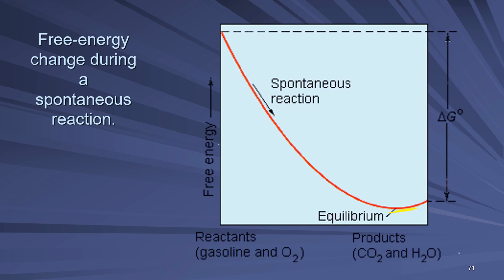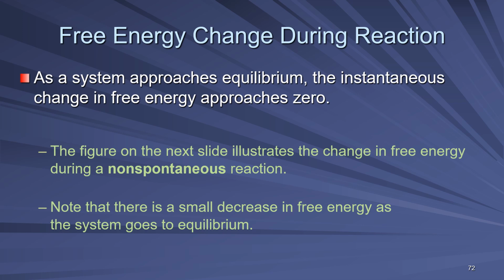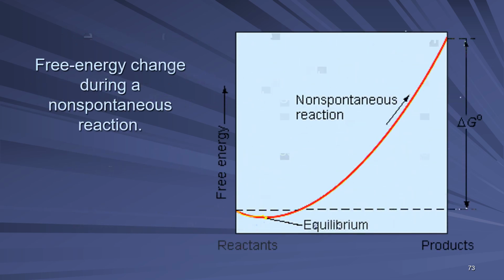It looks sort of like this. At the spontaneous reaction, the Gibbs free energy decreases, and then eventually we come to equilibrium. Okay, so in the figure on the next slide, you can see that the free energy during a non-spontaneous reaction would have to go uphill. And so that's why it's positive. So in this case, we start at equilibrium down here, and then the Gibbs free energy has to increase for a non-spontaneous reaction.